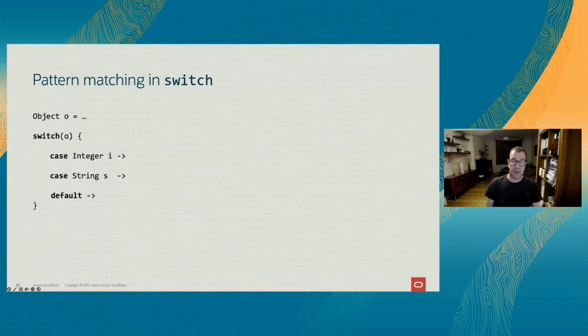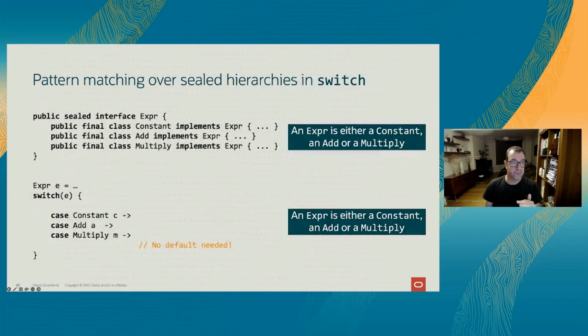Now, the eagle-eyed amongst you will have figured out that a switch like this that uses all type patterns is essentially a type switch, which was actually a highly requested feature, except that with pattern matching, it's actually better because you get to use those pattern variables in the body on the right-hand side of the arrow. The compiler figures out all the scoping and the typing for you, no worries.